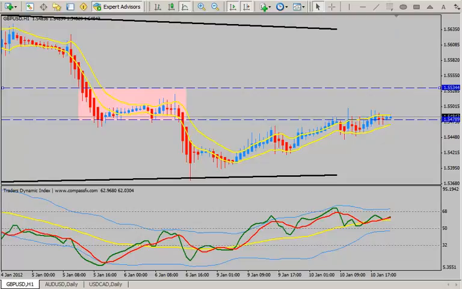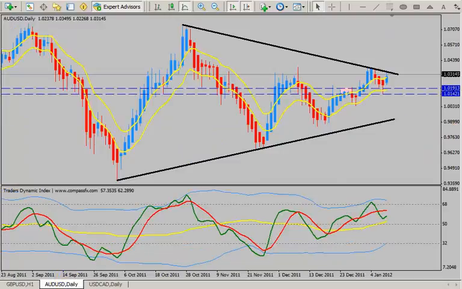Now taking a look at the Aussie dollar from a daily perspective, it too was having lower highs and higher lows, more or less a symmetrical triangle pattern here.